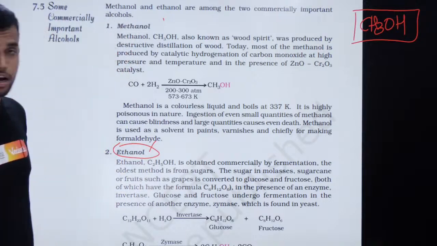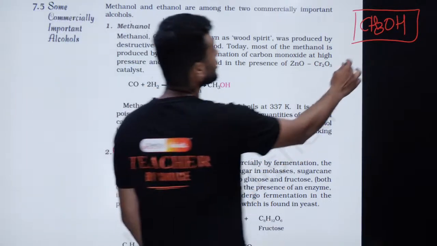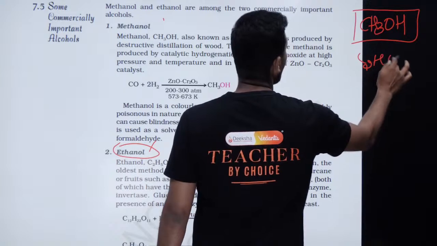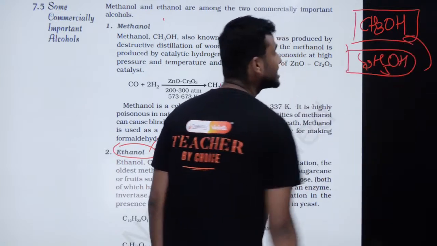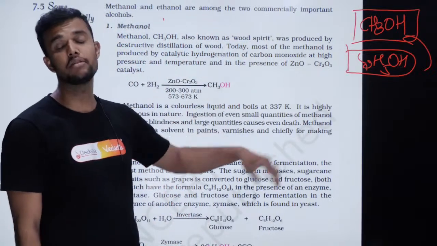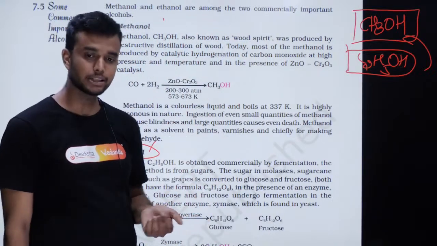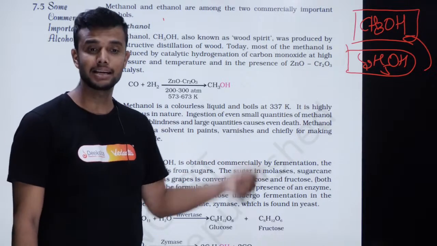It's the molecular formula of ethanol. In the case of methanol, C2H5OH. These two have the same functional group, but these two have different physical properties. Right, my dear students? Homologous series, in class 10 we already discussed.